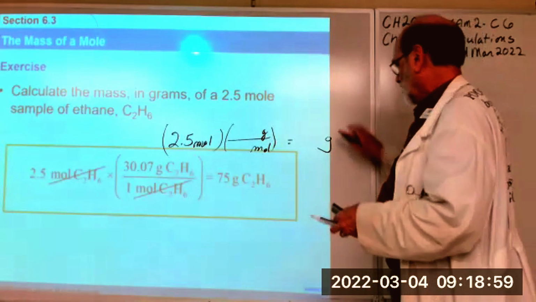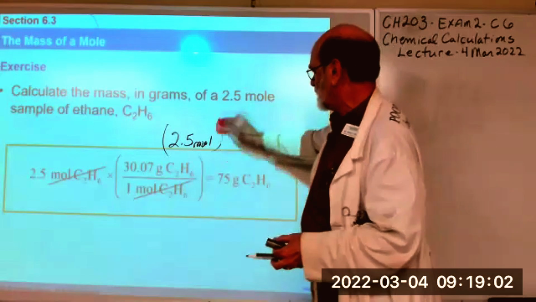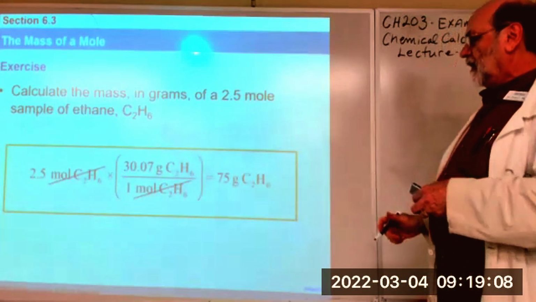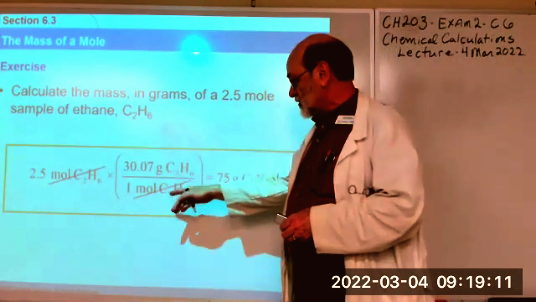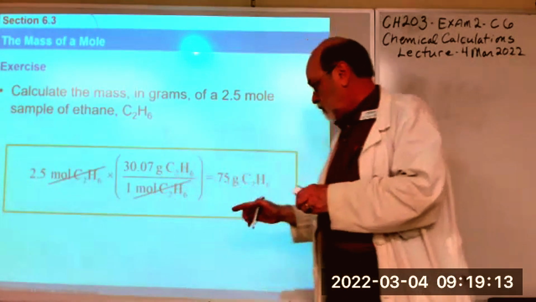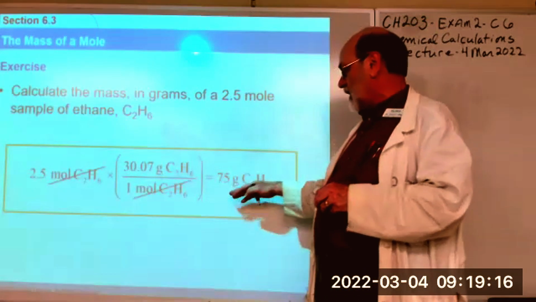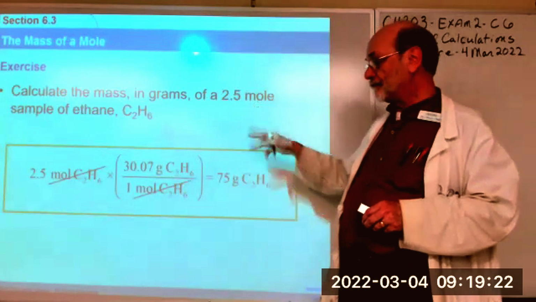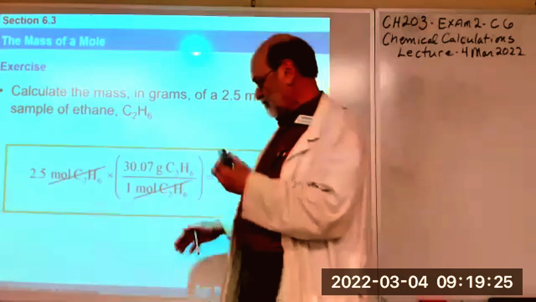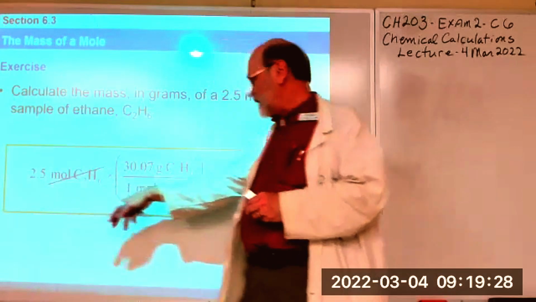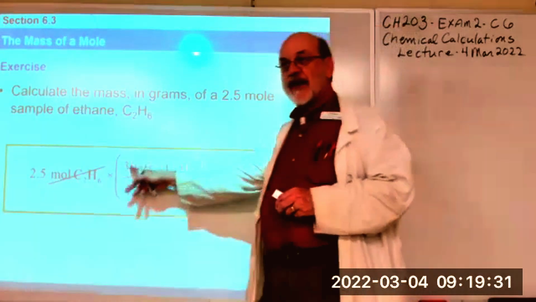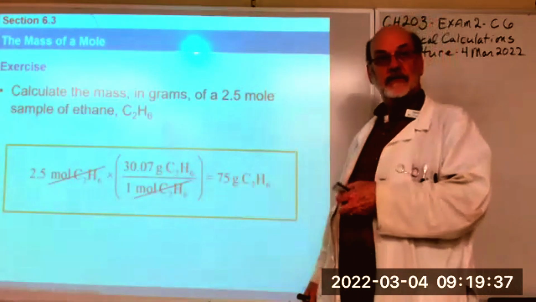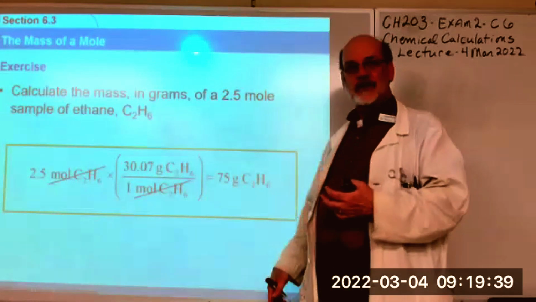Well, there it is. In better detail than I could do. Now I've got a ghost on my screen. So this is the relationship. You needed moles on the bottom, grams on the top. And that says you have 75 grams of ethane if you have that many moles of ethane. And we're sticking to our guns here. 2 significant figures, 2 significant figures. Conversion factors are exact numbers, so they don't count in terms of limiting your significant figures.